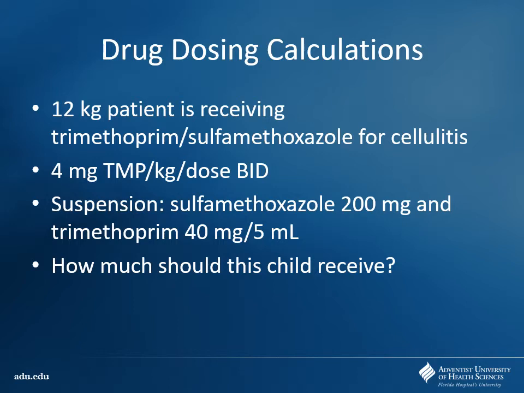I see errors with this all the time where people are looking at the drug reference and they don't notice that difference between per dose versus per day, and that makes all the difference. You can end up giving a double or giving only half the dose what this patient actually needs if you were to divide by 2 at this point. So you don't want to do that. So they're getting 48 milligrams of trimethoprim per dose twice a day.